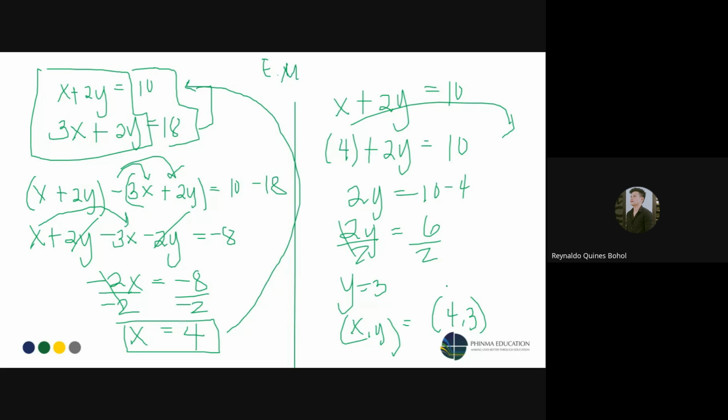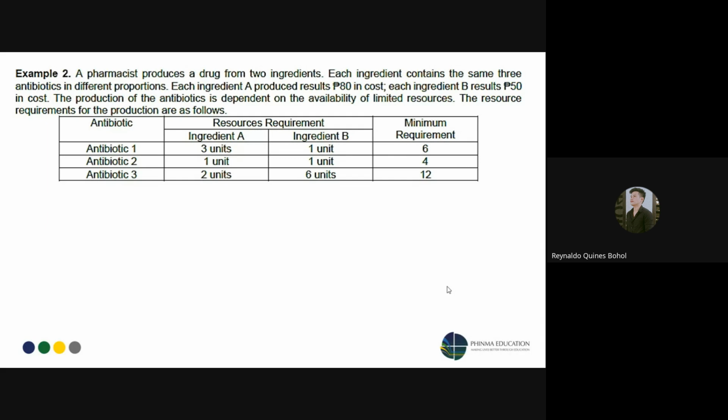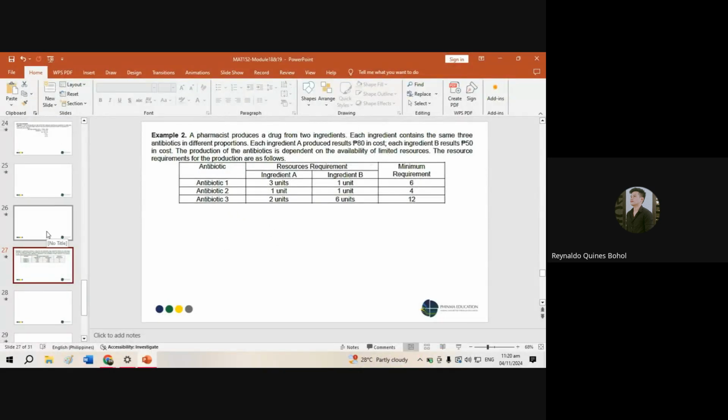So, we're good to go. So, let's have the graph. Ay, sorry. Another problem na yan. Kulang tayo ng space.